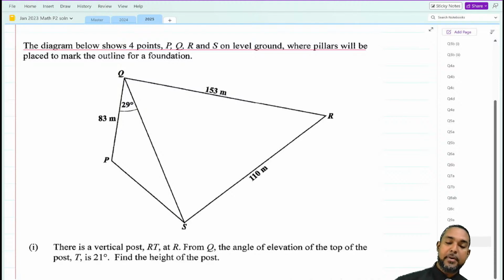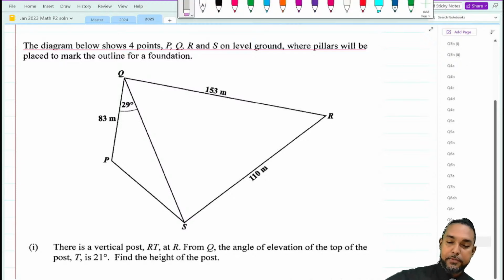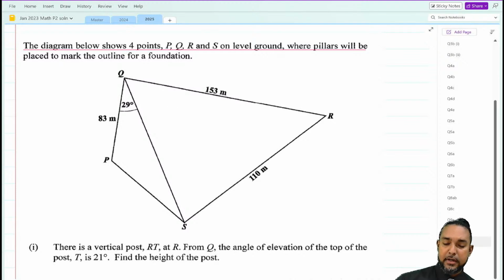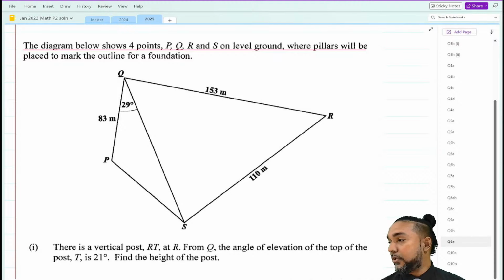But if we put that line back in, we cut the quadrilateral into 2 triangles. In one of the triangles, we have 1 angle and 1 length. In the other triangle, we have 2 lengths. In each case, unless this triangle was a 90-degree triangle, the information is currently insufficient to find anything else. Now, it says there's a vertical post RT at R. So what's going on here, guys? And this is something they haven't brought in a while.